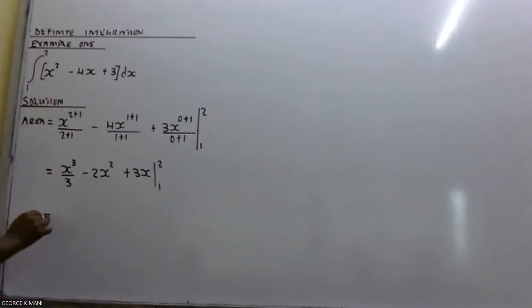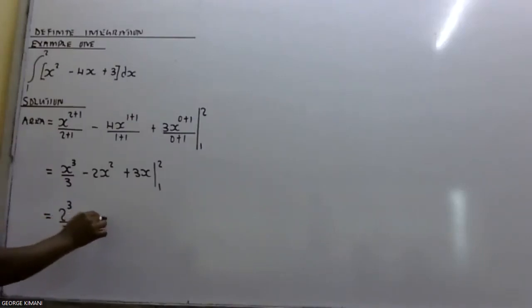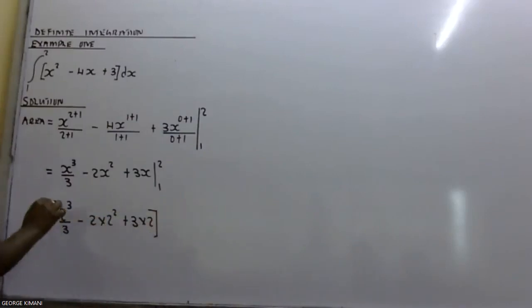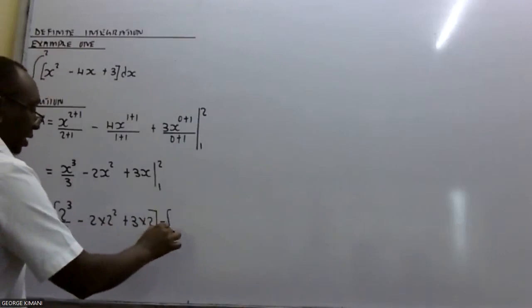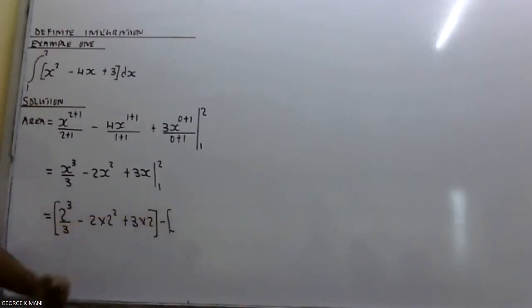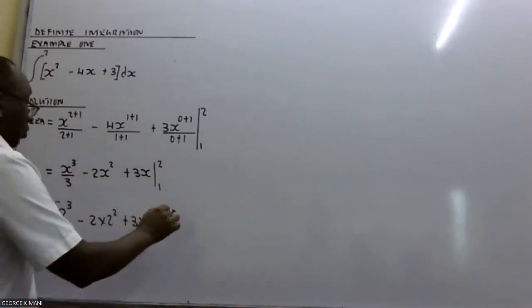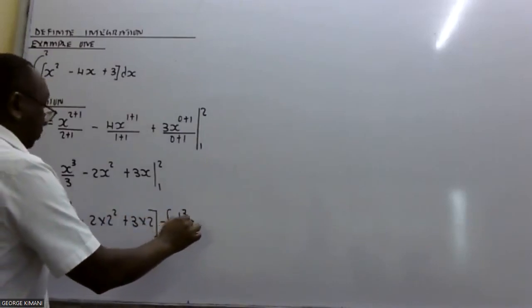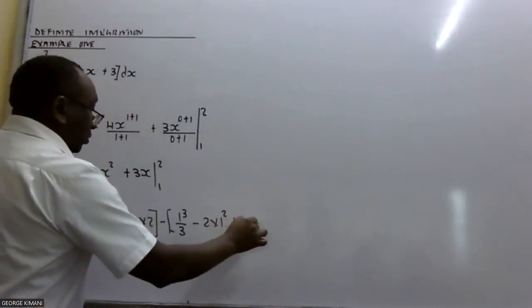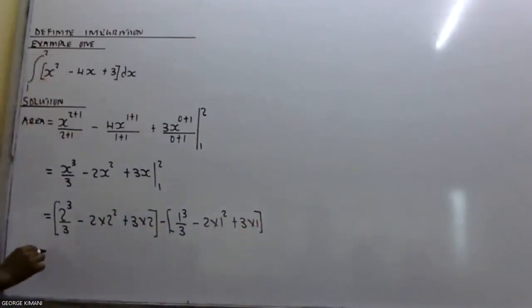So what happens after that, you now take this higher power and substitute it where there is x. So it's going to be 2 cubed over 3 minus 2 times 2 squared plus 3 times 2. Then you say minus. That's why we don't put c, because if you put it here, then when we say minus, you just cancel. So this then becomes 1 cubed over 3 minus 2 times 1 squared plus 3 times 1. So now, give me the final answer.